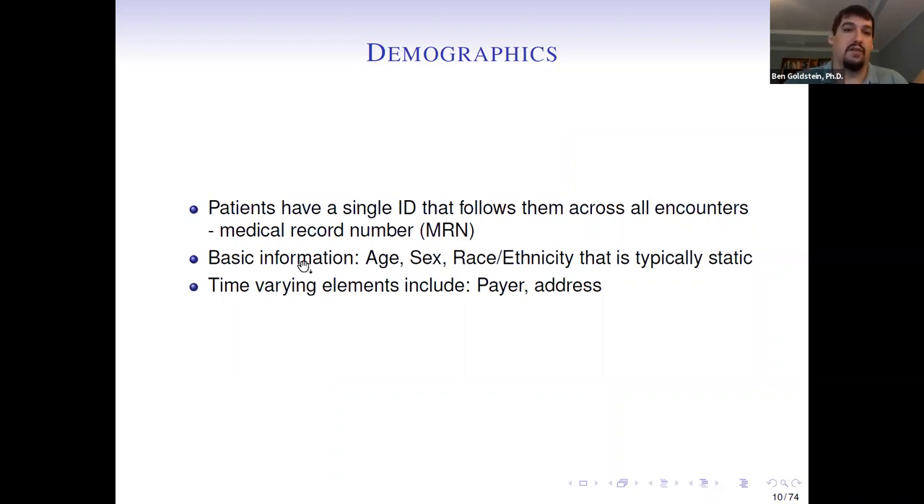The demographics cover your basic information: your age, your sex, your race, ethnicity. These are typically static. You can think about your time-varying elements, like who the payer is for that encounter, was that paid for by Medicare, Medicaid, Blue Cross, and what your address is. Particularly when we think about population health, knowing where people are living is extremely powerful and important.